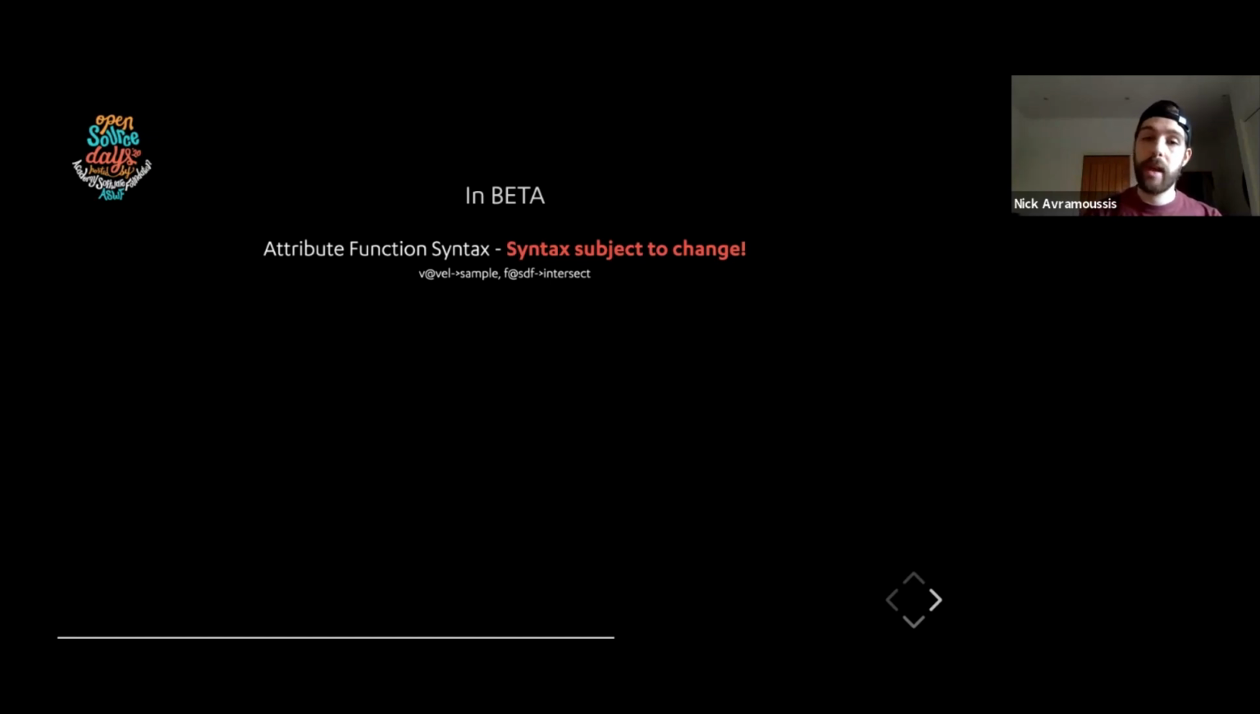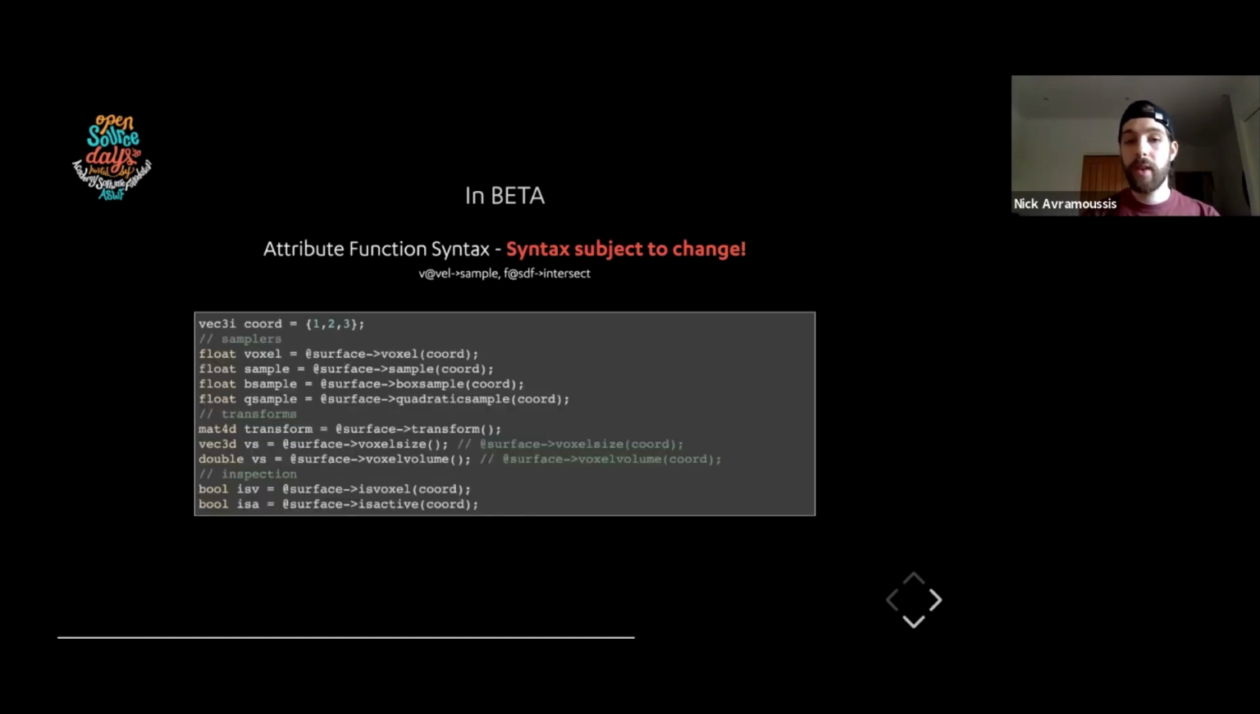But the idea here is to be able to call functions which are specific to a primitive type and have specific behavior for that primitive type. So in this example, all these functions that you see here that are being called after this at surface syntax are specific for VDB volumes. The first four here, we are retrieving arbitrary coordinates and performing arbitrary samples from a coordinate. The next three here are retrieving transform information from a volume. And the last two here are querying whether or not a particular coordinate is a voxel, which will return false if it's a tile or another node type, and also whether or not a node is active or not.